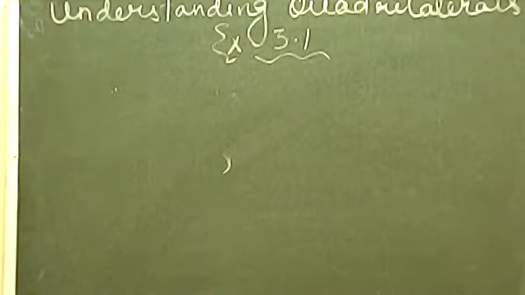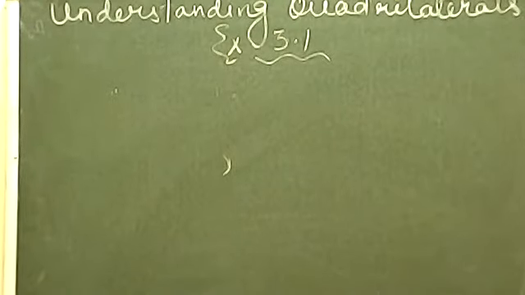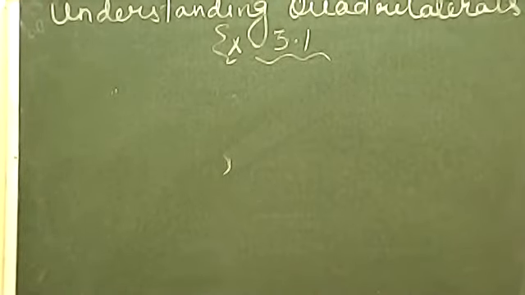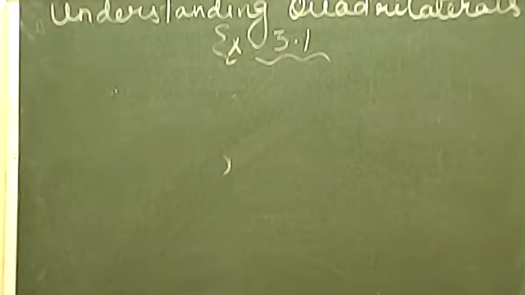Today we are here to discuss exercise 3.1, that is understanding quadrilateral. Now you must be remembering in our previous classes we have already discussed what is polygon, what is concave and convex polygon, what is angle sum property of them.